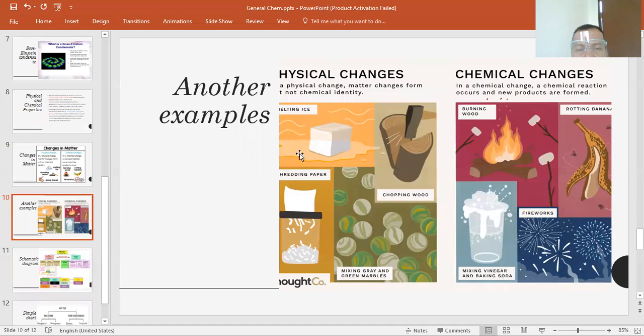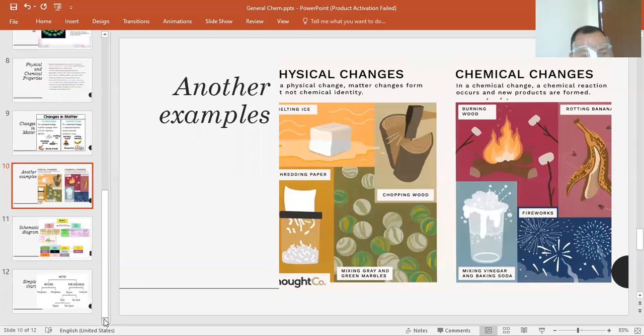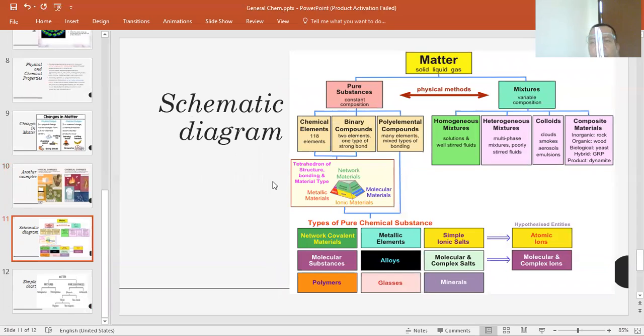Another set: melting ice, shredding paper, chopping wood, and mixing gray and green marbles are physical. But burning wood, rotting, fireworks, making vinegar, and mixing vinegar and baking soda are chemical. And then let us have the classifications.